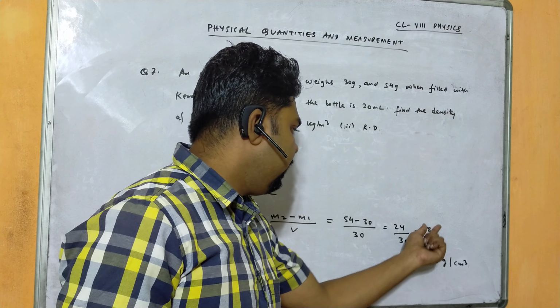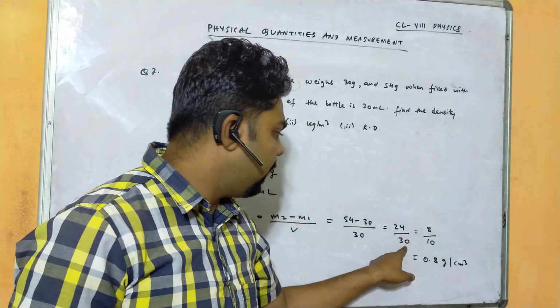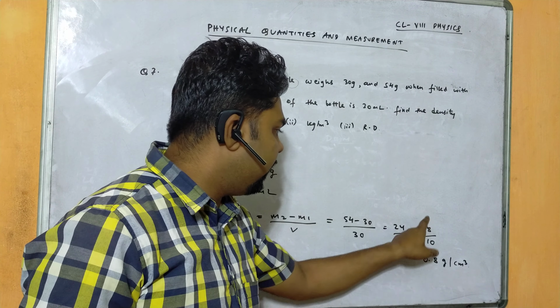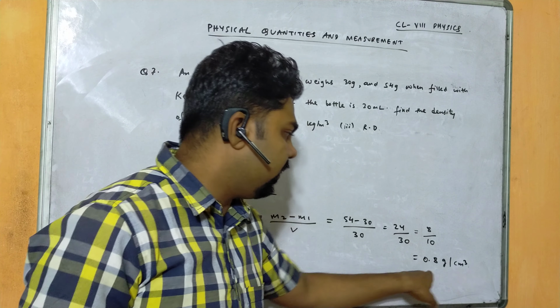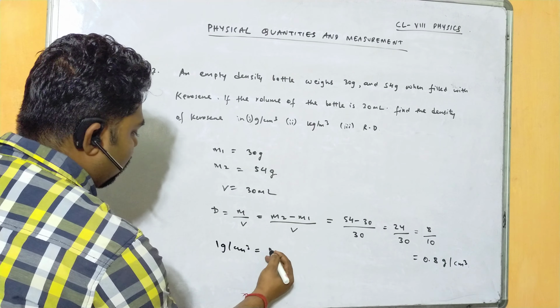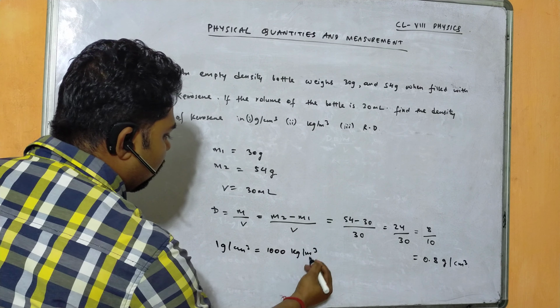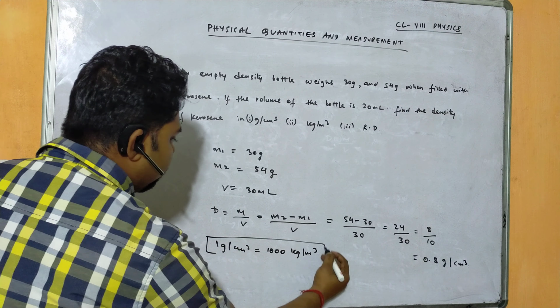We'll get 8 by 10. We have cancelled it by the multiplication table of 3, that is 3 10s and 3 8s. That is 8 by 10, which means 0.8 gram per centimeter cube. Now we know 1 gram per centimeter cube equals 1000 kg per meter cube. Okay, so this is the conversion.